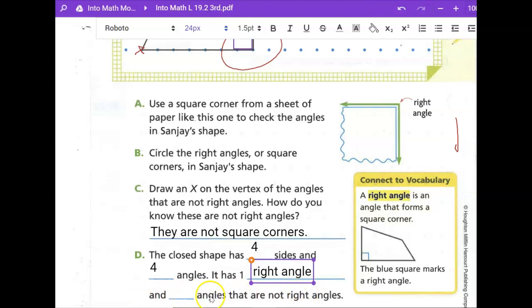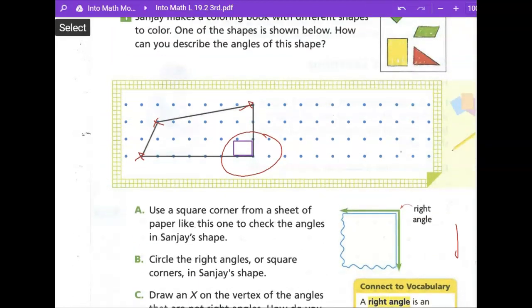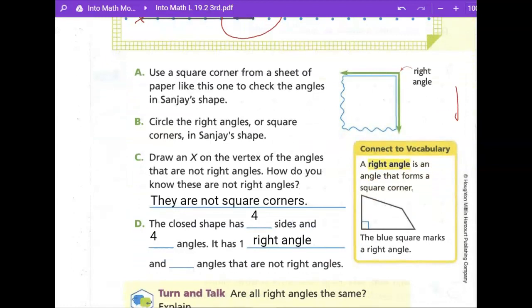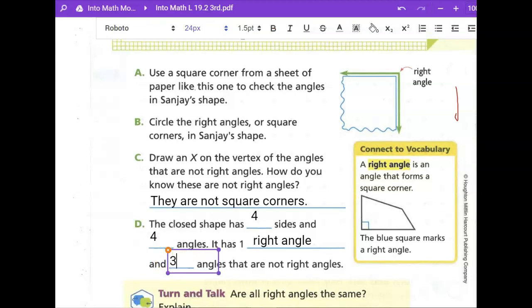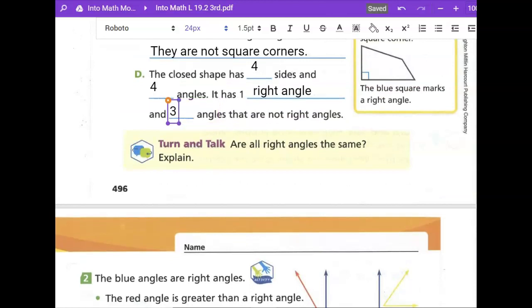And blank angles that are not right angles. How many other angles are in our drawing? 3. So it has 1 right angle and 3 that are not right angles. Okay. All right angles are the same. True, true, true. The corner has to fit or it's not a right angle. Okay.